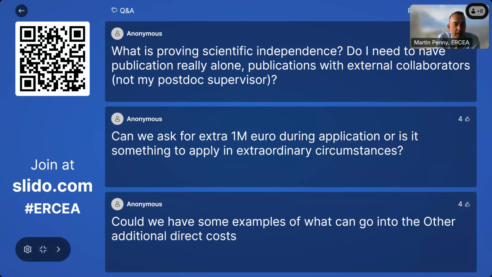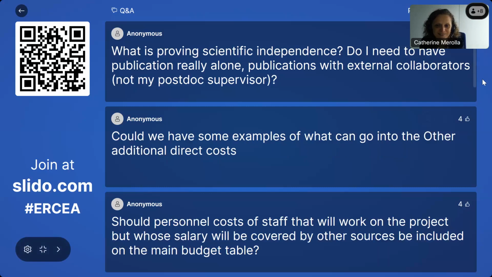And maybe I take the next question, because it's very similar. Can we ask for the extra 1 million during application, or is it something to apply for in extraordinary circumstances? So you have to ask for it at the moment when you submit your application. Afterwards, it's too late, because the panel needs to see it, because the panel will assess if it's needed for the project. Thank you, very clear.